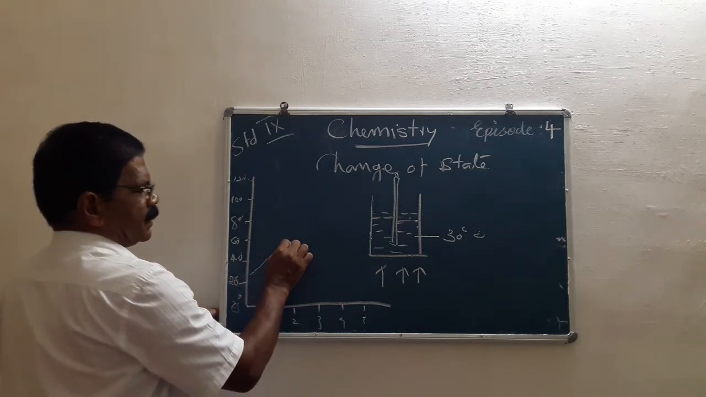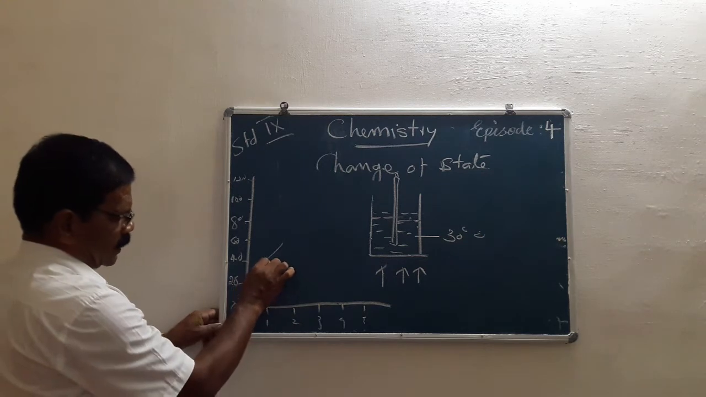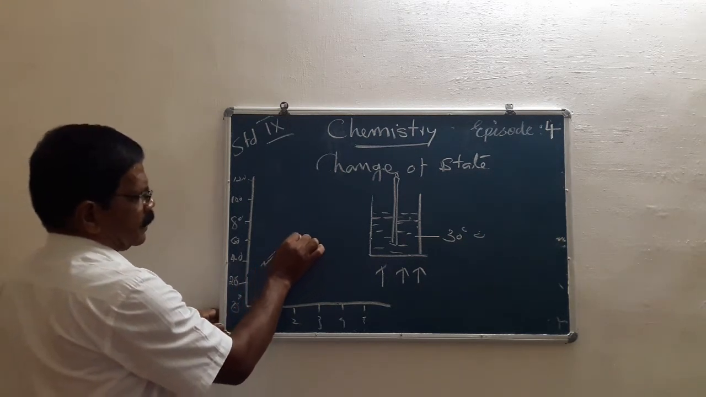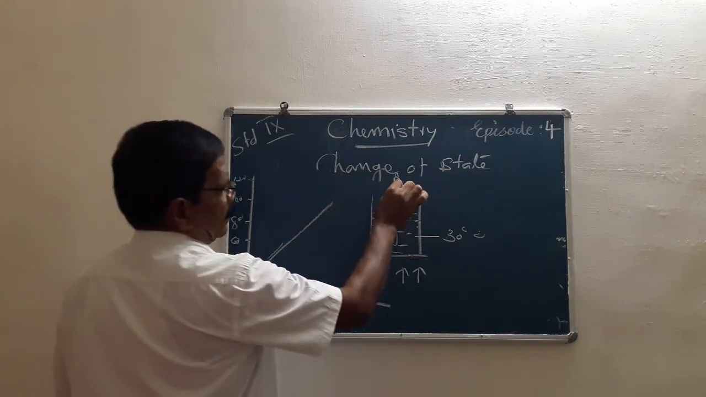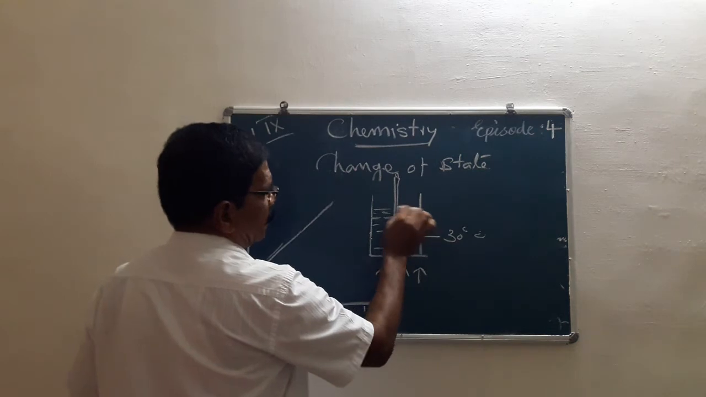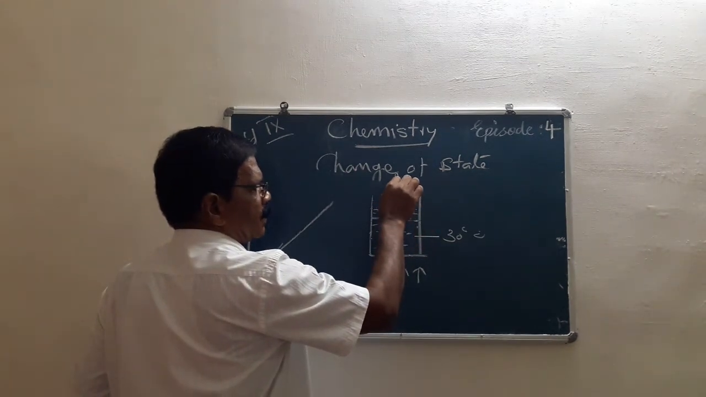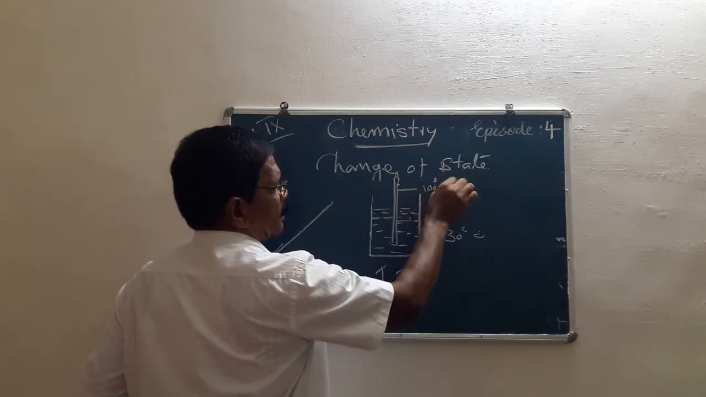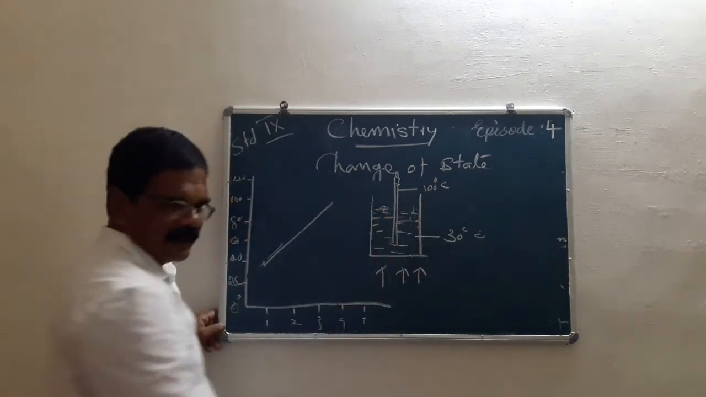In each time we note the temperature. At first, in the initial 1 minute, the temperature is here 30. Then it rises gradually. When it reaches 100 degrees, it begins to boil. At 100 degrees, the thermometer shows 100 degrees Celsius. It begins to boil. Then what happens?